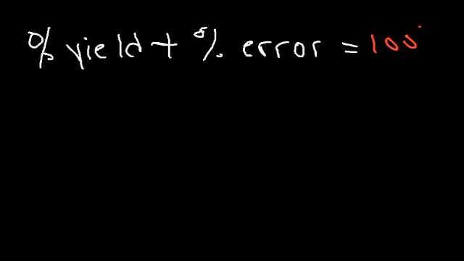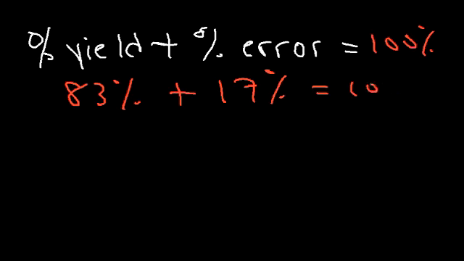The percent yield, if we round it to a whole number, is about 83%. And the percent error, if we round that to a whole number, was 16.7, so we can round that to 17%. It adds up to 100. So if the percent yield is 20%, the percent error is 80%. If the percent yield is 70%, the percent error is 30%. These two have to add to 100.